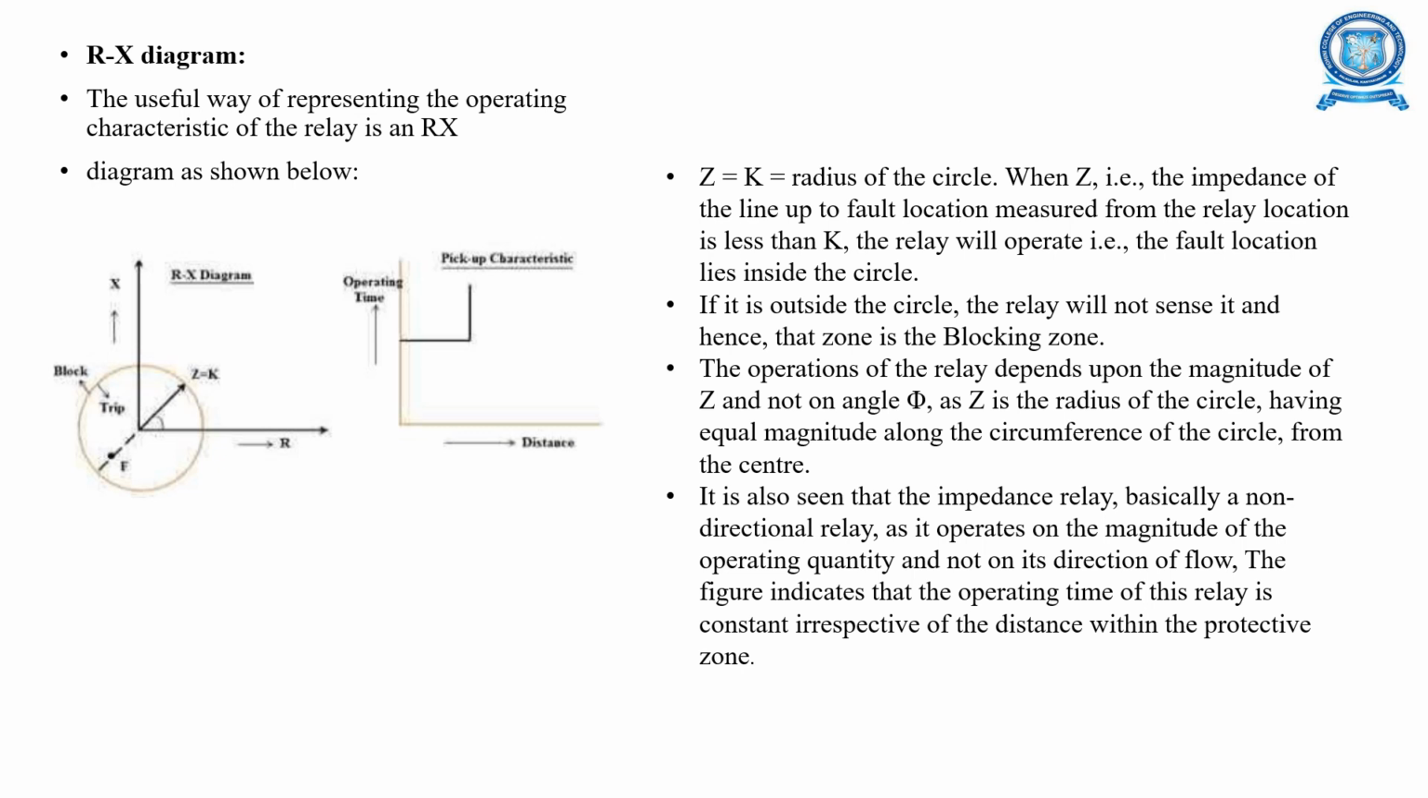If it is outside the circle, the relay will not sense it, and hence the zone is the blocking zone. The operation of the relay depends upon the magnitude of Z and not on the angle phi, as Z is the radius of the circle having equal magnitude along the circumference of the circle from the center. The figure indicates that the operating time of this relay is constant irrespective of the distance within the protective zone.